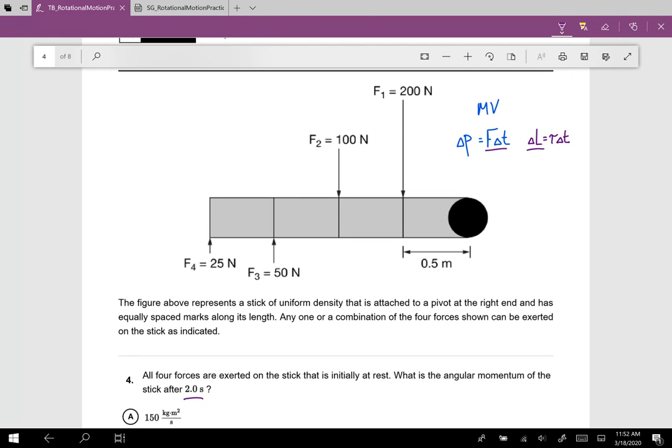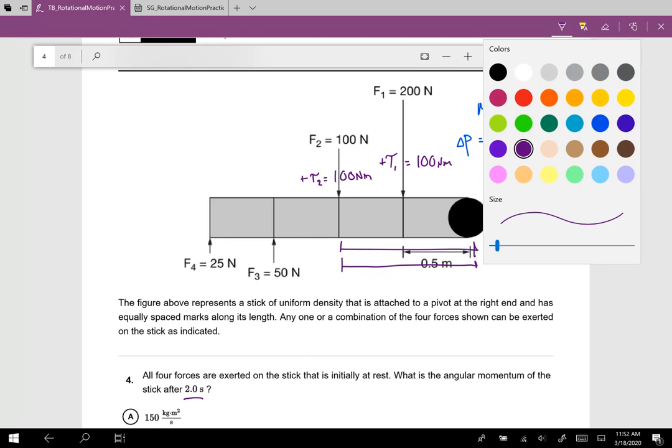So really, let's just figure out these torques. Torque 1 is going to make our object rotate in the counterclockwise direction. So this is a positive torque. And we have force times the distance. So 200 times 0.5 is 100. This is 100 newton meters of torque. Then this force 2 is supplying a torque. It is also counterclockwise, so this torque 2 is also positive, and it is 100 times 1, because this is 0.5 and then 0.5 away, so just 100 newton meters.